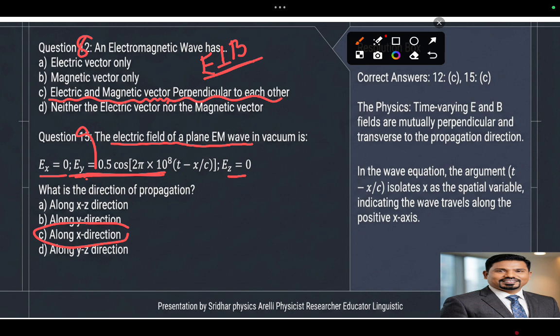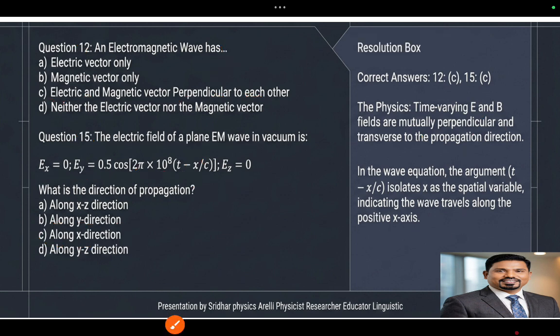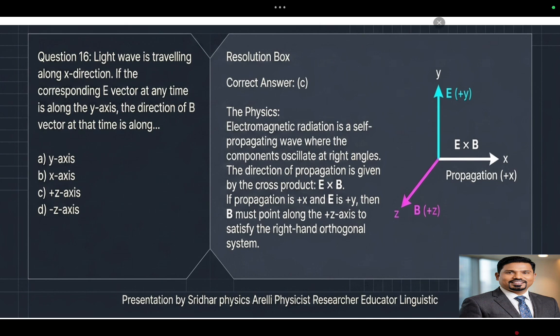Look here for the 8th and 9th. Time varying electric field and magnetic field are mutually perpendicular and transverse to the direction of propagation. In this particular equation, t minus x by c, isolating x as the spatial variable indicates that the wave travels along the x direction. Here it is a minus symbol, so it travels in the positive direction, positive x-axis. Next question.